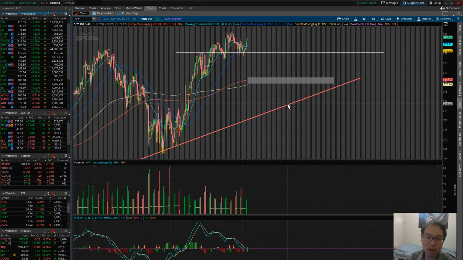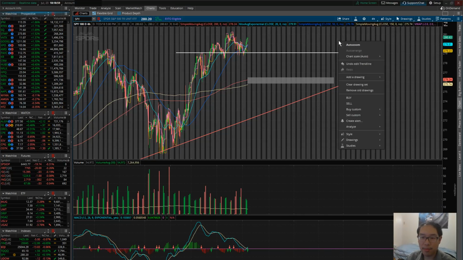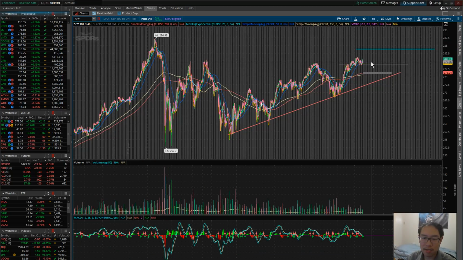Even if we get to the upper red line, that would still correlate with a possible and probable bullish trajectory by the market. So right now it's consolidating sideways. We could see it consolidate sideways for a couple more days.